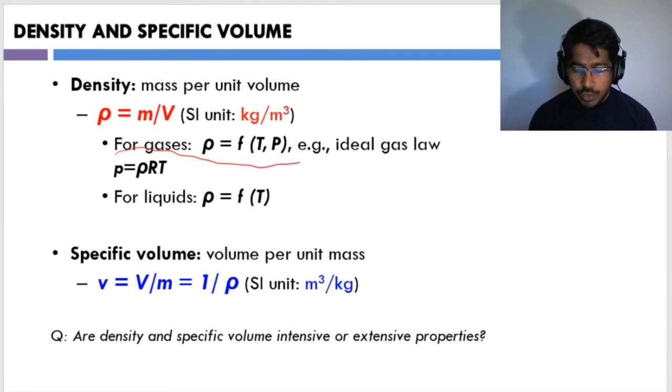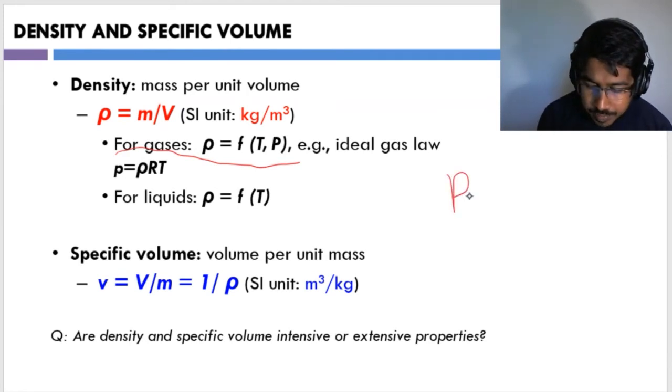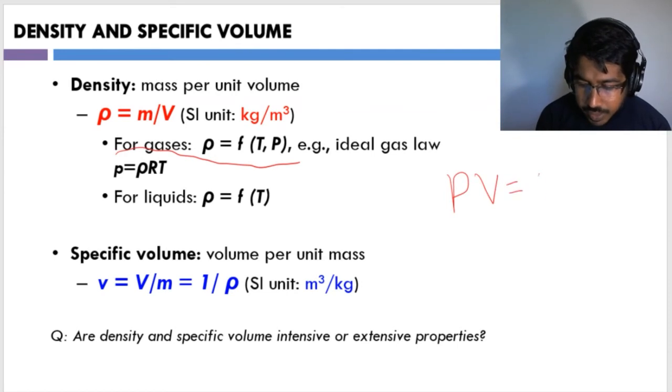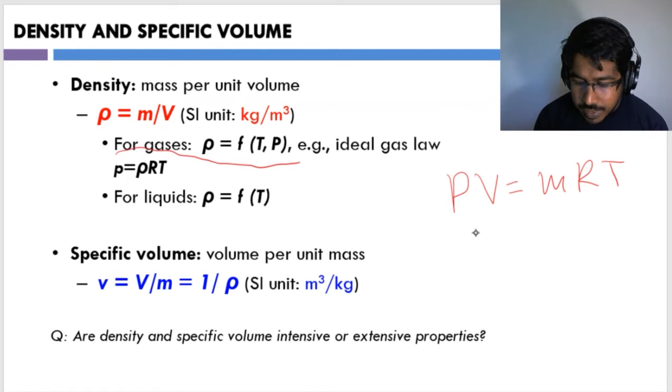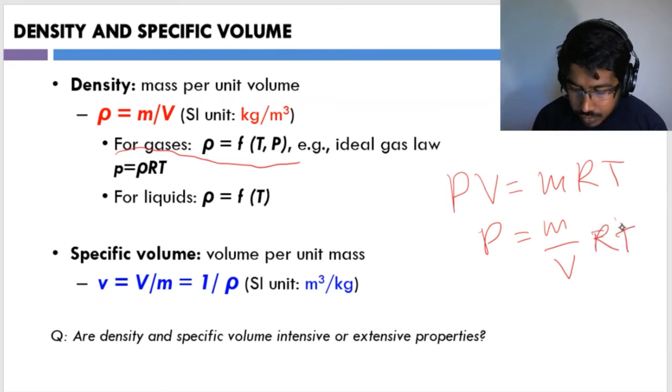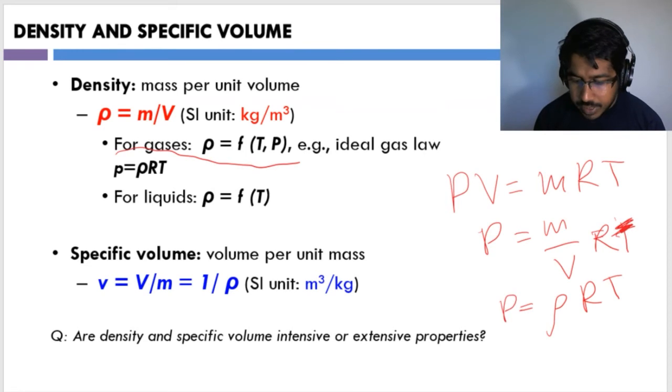So if you remember, we had the ideal gas law as PV equals mRT, and if we divide both sides by the volume, it becomes P equals m over V times RT, which is rho RT. So pressure can be written as P equals rho RT from the ideal gas law. That is what we see here, right?